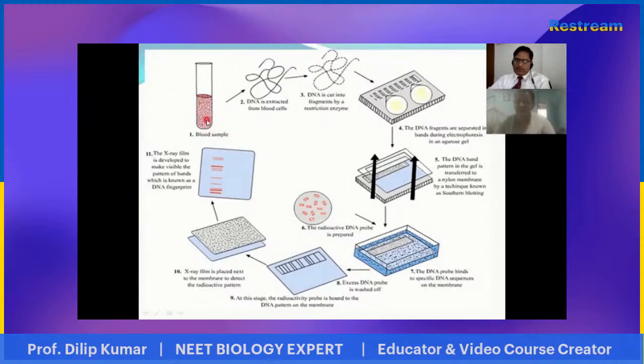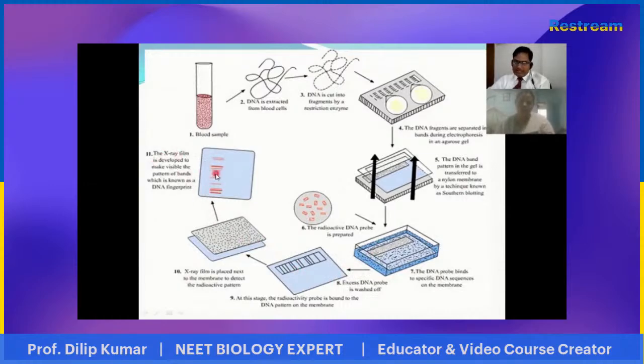First is the blood sample. After the second, we find out the extra DNA, then cut it, then do the gel electrophoresis, then transfer onto the nylon paper, then the probing occurs, and after that the excess probe is removed, then X-ray and X-ray matching here.